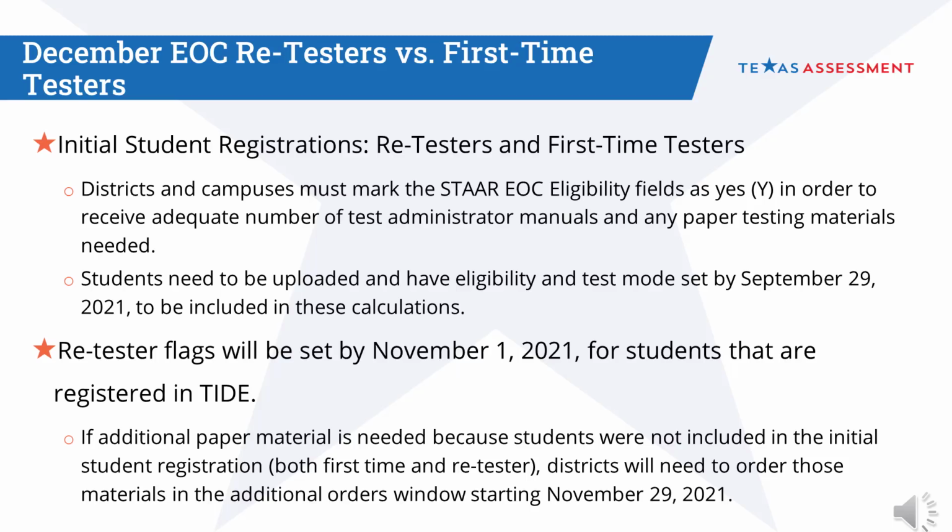Students need to be uploaded and have eligibility and test mode set by September 29, 2021 to be included in these calculations. Retester flags will be sent by November 1, 2021 for students that are registered in TIDE. If additional paper material is needed because students were not included in the initial student registration, both first time and retester, district will need to order those materials in the additional orders window starting November 29, 2021.